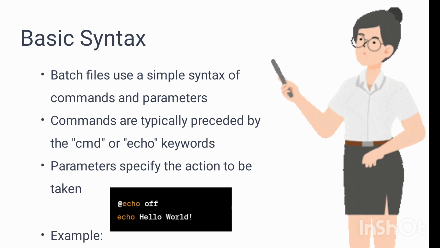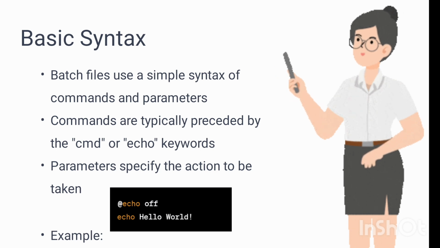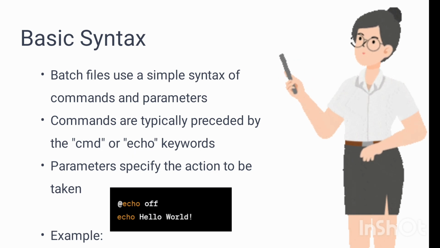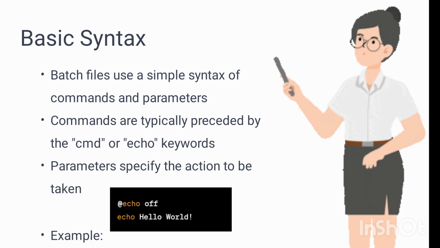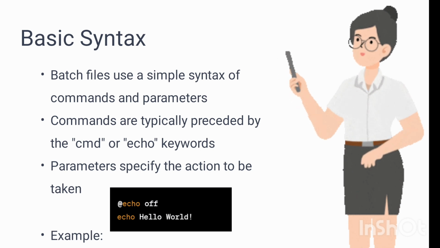Now, let's understand the basic syntax used in batch files. Batch files use a simple structure consisting of commands and parameters. Commands are typically preceded by keywords such as cmd or echo, indicating the actions to be performed. Parameters specify additional details or actions to be taken. For instance, consider the code @echo off followed by echo hello world. The @echo off command turns off command echoing, while the echo command displays the message hello world on the command prompt. This basic syntax allows us to execute commands and perform actions within the batch files.